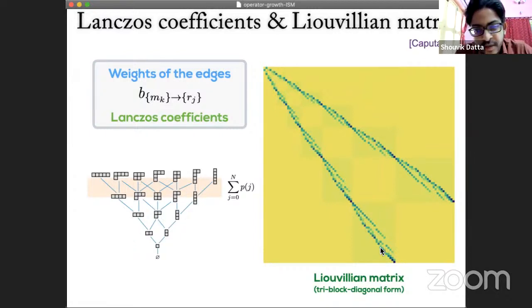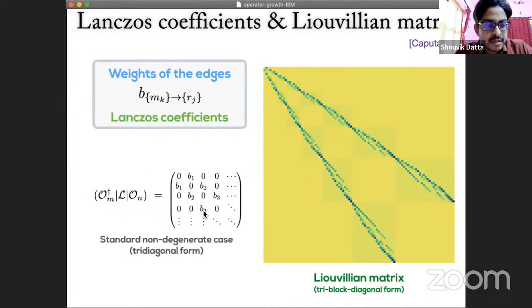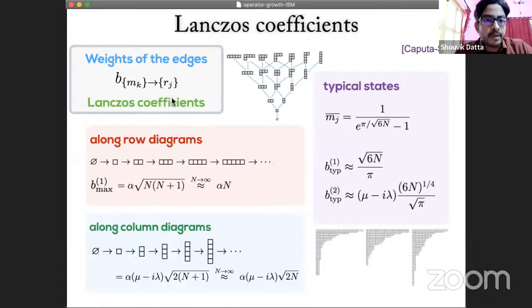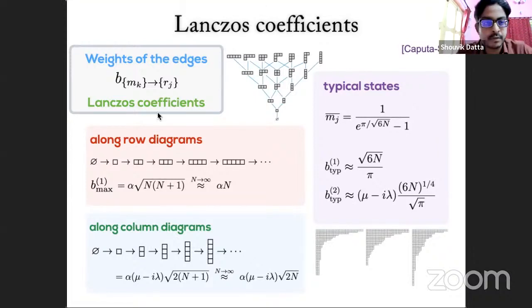There is a further reduction because the only non-zero contributions come from nearest neighbors of this Young's lattice, and that is shown over here. In the standard non-degenerate case, recall that that took this simple tri-diagonal form, and the generalization of that is this tri-block diagonal form over here. Okay, so the weights of these edges are given by the Lanczos coefficients. This is something which we can evaluate analytically using this oscillator formalism.